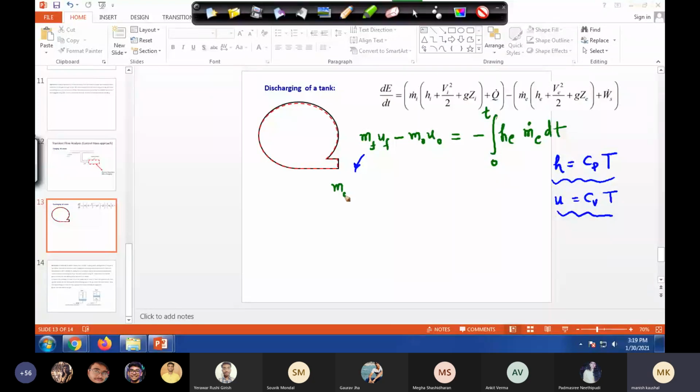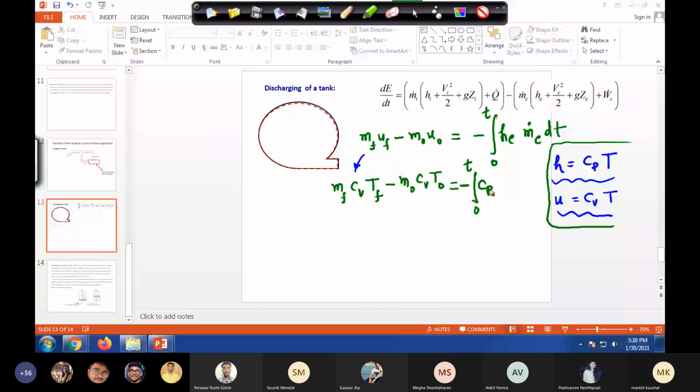MF CV T final minus M naught CV T initial, which is generally known, is equal to minus the integral from 0 to t of HE, which is CPT, and ME dot. And minus ME dot is what, from the mass balance?